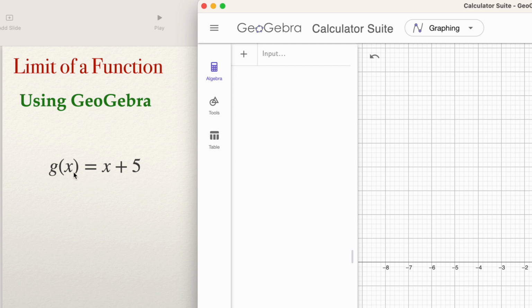In this case is g(x) equal x plus 5. So I type g of x equal x plus 5 in the input area of the calculator suite of GeoGebra, and press enter. So now GeoGebra has the value of the function, and to compute, for example, if x approaches 1, the only thing that I need to do is just make a substitution of x by 1. So g of 1 equals 6.